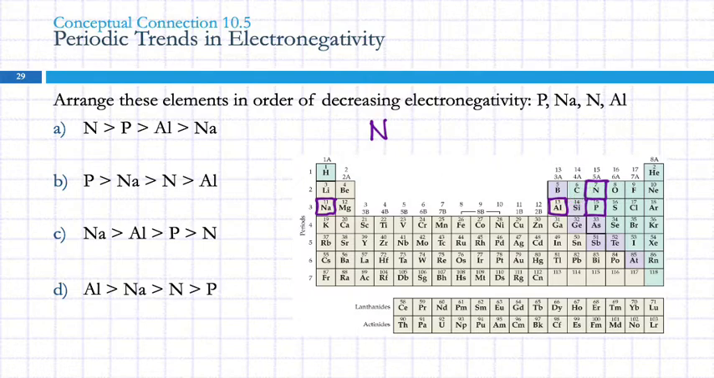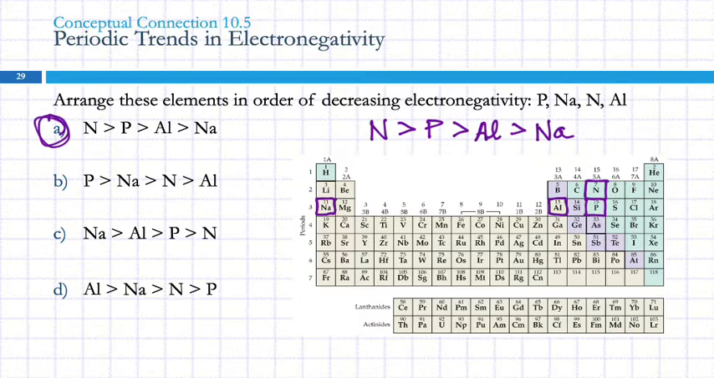Who's next closest to fluorine? P, phosphorus. So phosphorus has a lower electronegativity. And next farthest away is aluminum. And then farthest away is sodium. So then we look over here and find the one that matches, and it's letter A. Okay.